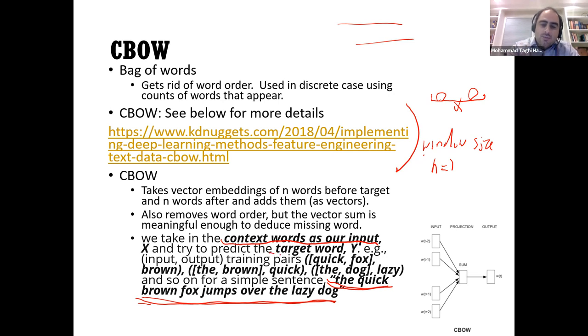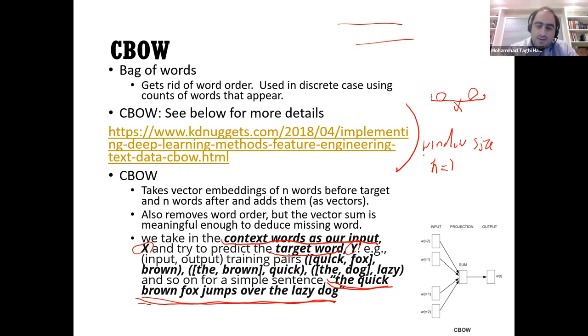And the target word would be the Y value. So I need to say X, Y. Let's see the example here. Here is N equal to 1. Consider this sentence: The quick brown fox jumps over the lazy dog.